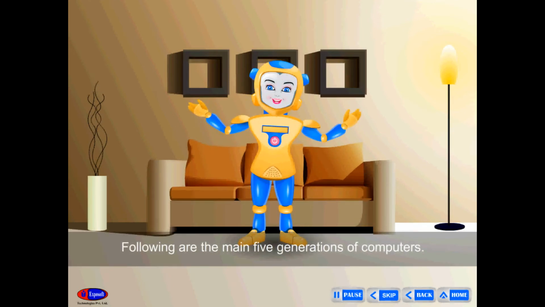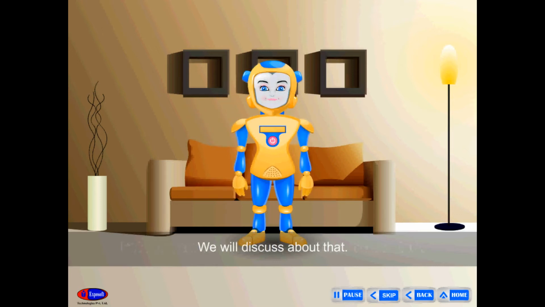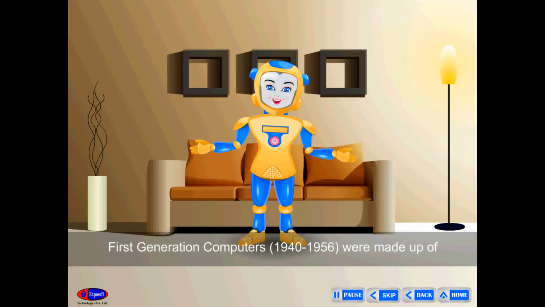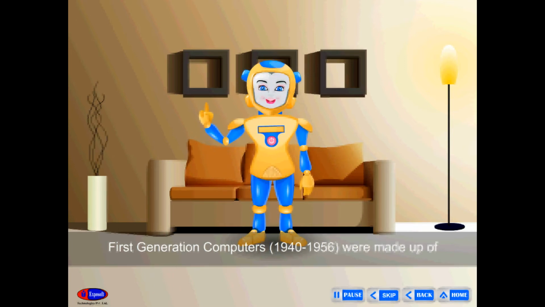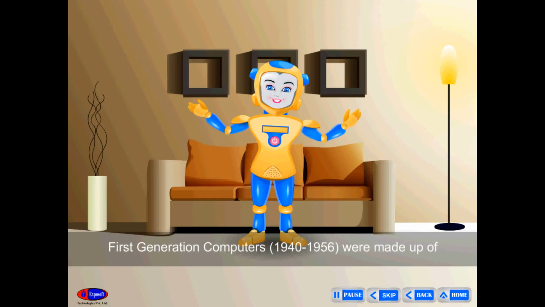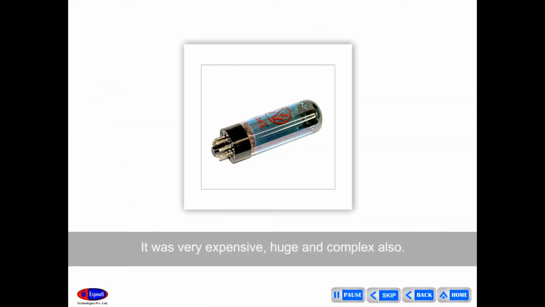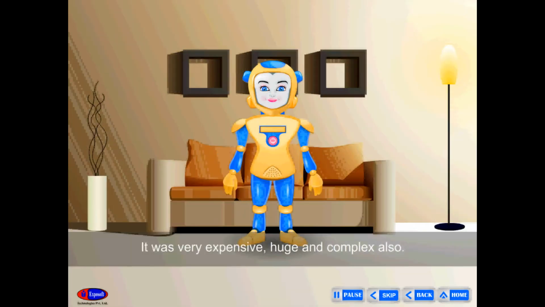Following are the main 5 generations of computers. We will discuss that. First generation computers, 1940 to 1956, were made up of vacuum tubes. They were very expensive, huge, and complex also.